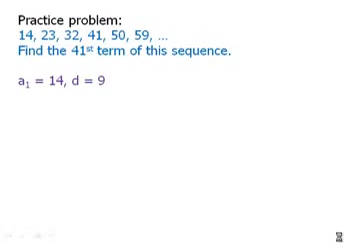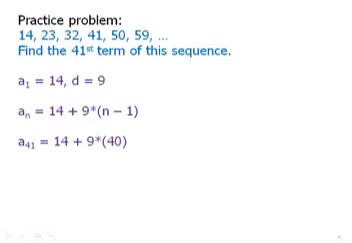So we can just plug into the formula. This is the general formula. If we want the 41st term, we plug in n equals 41. So we get 14 plus 9 times 40. 9 times 40, of course, is 360. Add 14, we get 374. 374 is the 41st term on this sequence, the 41st term on the list.